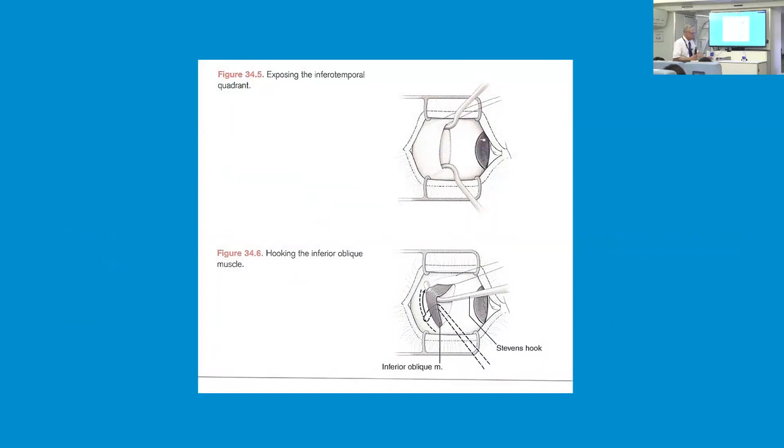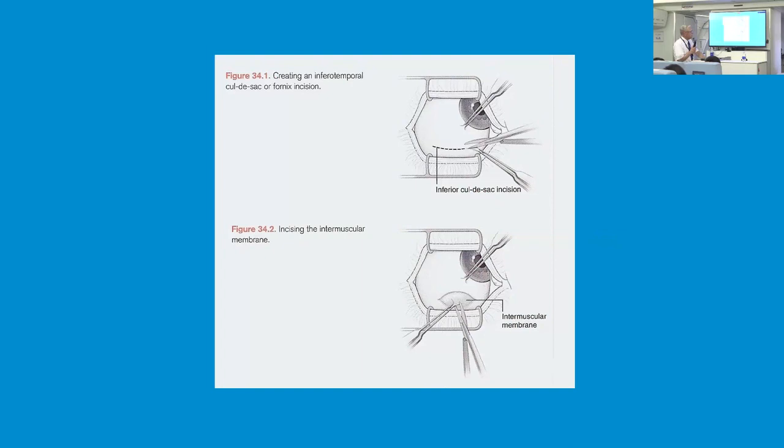trong xuống phía dưới. And this is basically drawings of what we did today to work on the inferior oblique. We elevate the eye in adduction, make an incision inferiorly, and get through the Tenon's membrane.